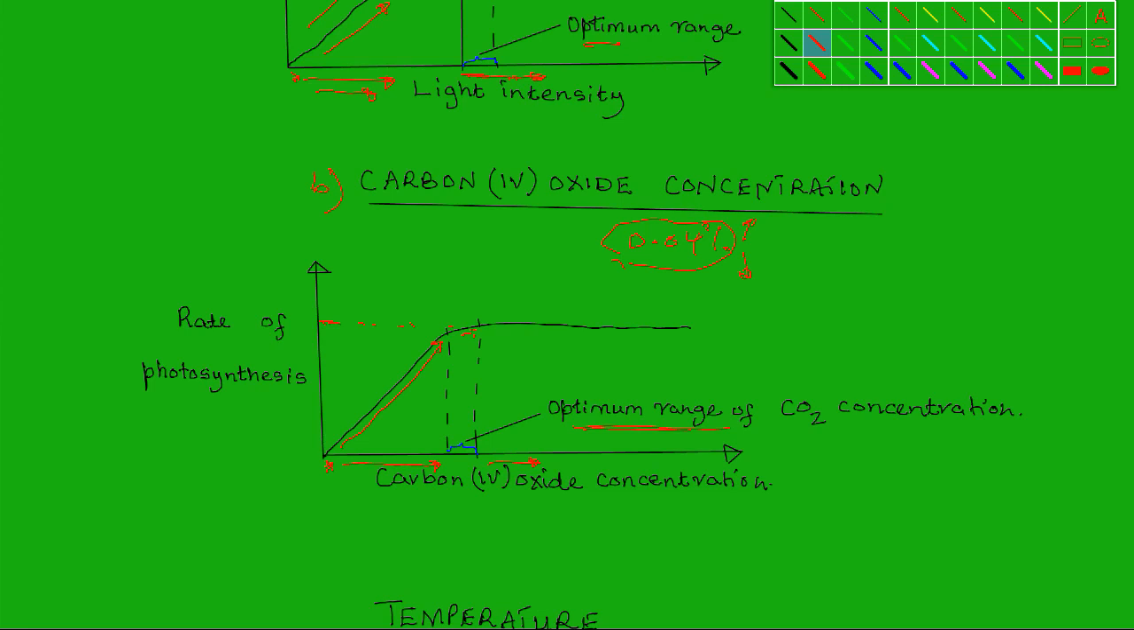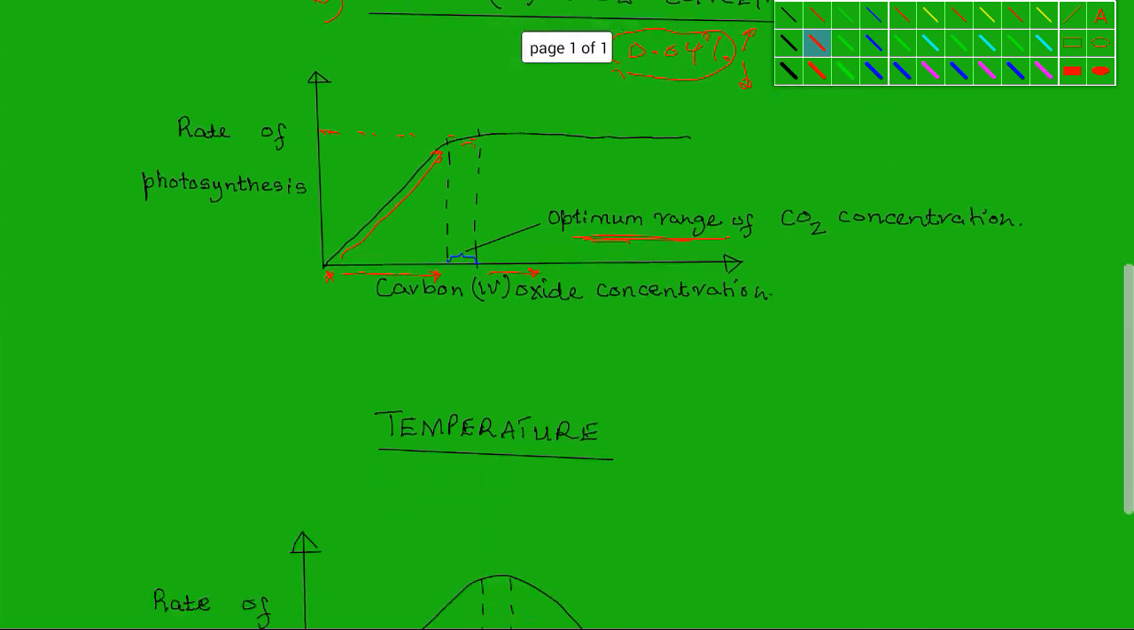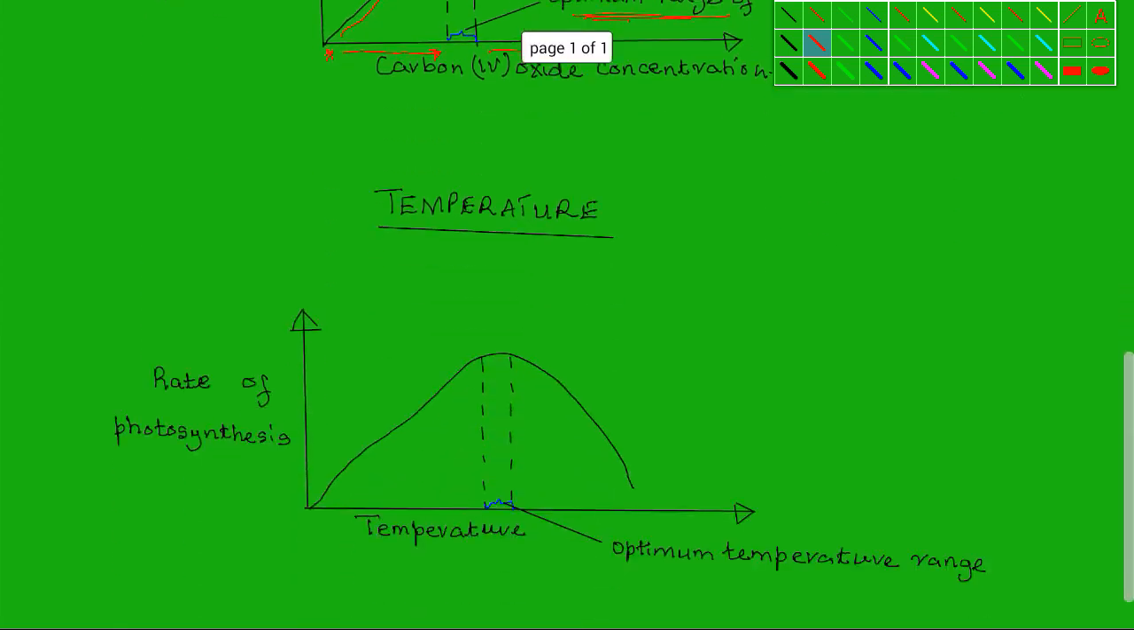Those factors that are at their lowest concentrations or levels become limiting. So even if we increase carbon dioxide beyond a certain point, the level becomes constant. It remains constant rather with photosynthesis, because the other factors, temperature and light, are now limiting. The third factor is temperature.